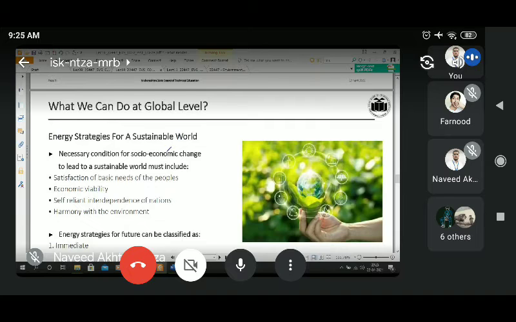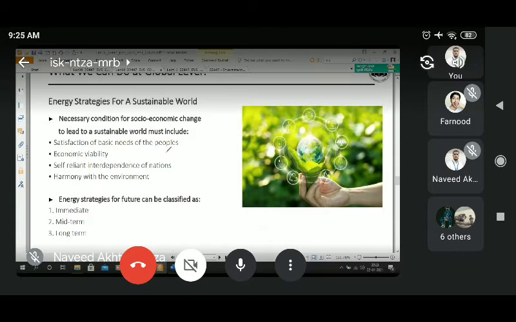What will we do, what is to be our strategy for the sustainable world? The necessary condition for socio-economic change to lead to the sustainable world should include the satisfaction of basic needs of people. लोगों के basic need क्या है, that we should understand first. Then economical viability, self-reliant interdependence of nations by use of such energy types, and the harmony with the environment.